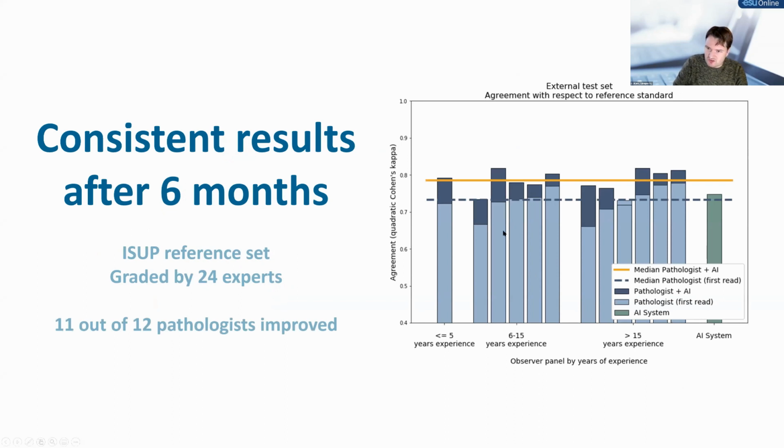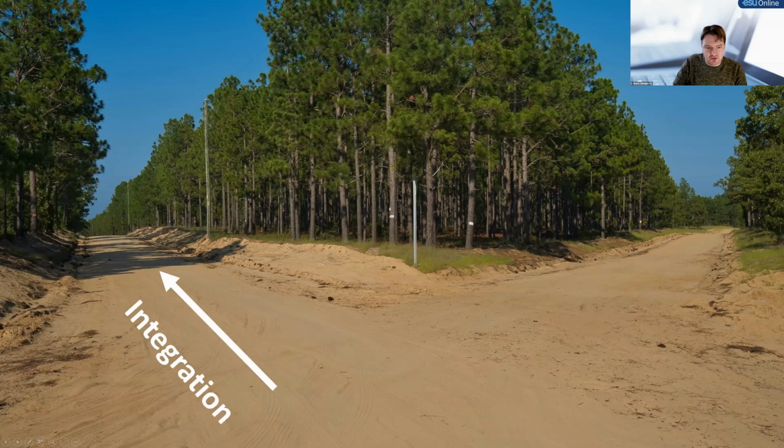So that was nice to see, that this also holds over time and on different types of biopsies. So summarizing, where are we now? I'll just rush through this a bit. We have an algorithm that works. We have an algorithm that helps pathologists when they work with it. So we should look at integration into the market.